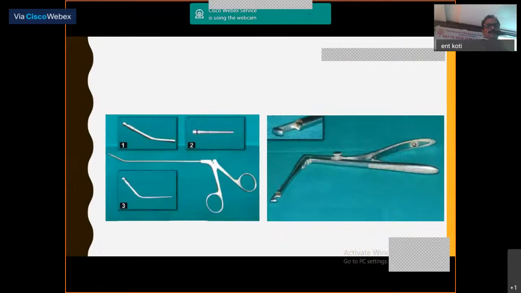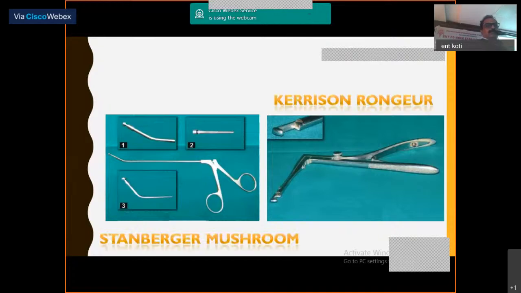This you should be able to tell. This one, where is it? What is that instrument? See? Caudal sinus, sphenoid. Sphenoid it will be straight, caudal it will be like a giraffe. So this is Kerrison's rongeur, that is Stammberger's mushroom punch. It's like a mushroom. This was designed by Stammberger. You know who is Stammberger? He has popularized endoscopic sinus surgery. Right?